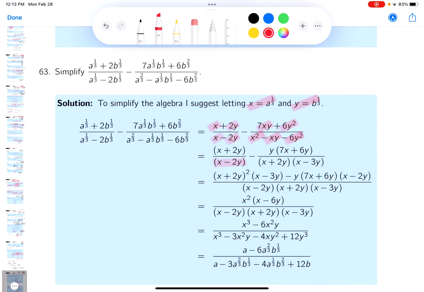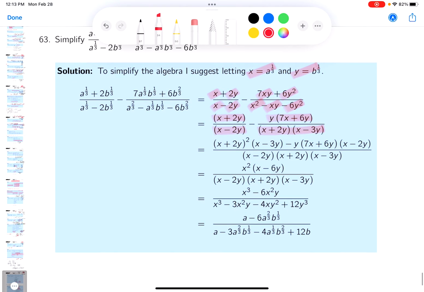X minus 2y factored. And this guy, it factors pretty nicely, by the way. It's x plus 2y, x minus 3y. By the way, I'm factoring the numerators. It's not absolutely essential, but it does help me a little bit. And they're nicely factored now. Common denominator. Let's see. Yeah, not bad.